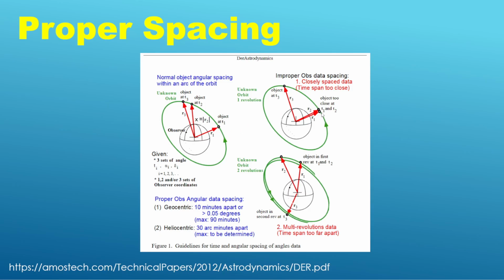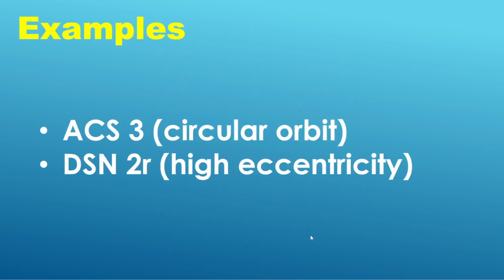Here we have an example of improper spacing. These two are too close together, and then you have this third one here. And finally, another example, again, improperly spaced, where the first two are acceptable. You have T1 and T2, but then that third observation is too far apart. And so this is multi-revolution data. The time span is too far apart. So again, keep that in mind, that when you're dealing with this in practice, you want your measurements to be properly spaced apart. So now let's go ahead and take a look at these 2 examples here.